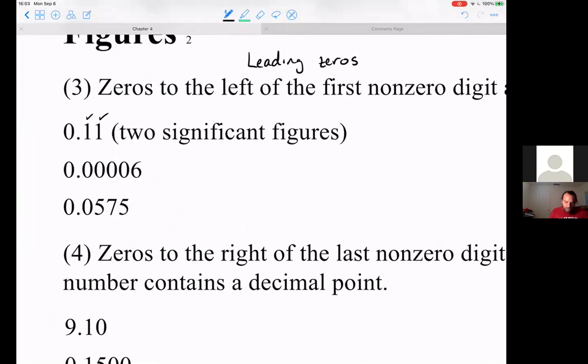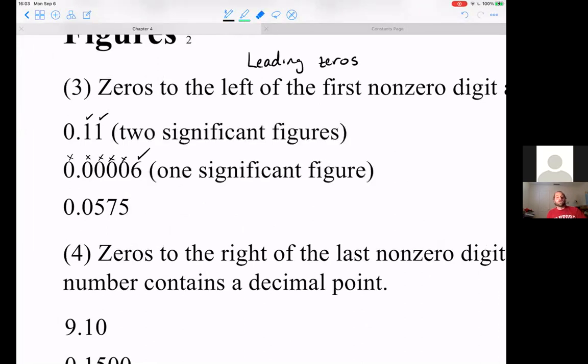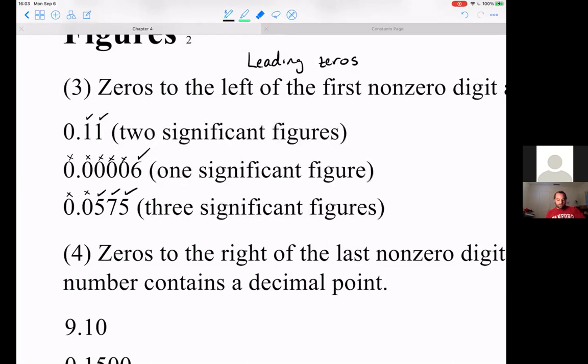Likewise, for this measurement here, don't count, don't count, don't count, don't count, don't count. This only has 1 significant figure, right? Because all of those other zeros are leading zeros. Same over here. This one doesn't count. This one doesn't count, but I have 1, 2, 3. So this would have 3 significant figures.